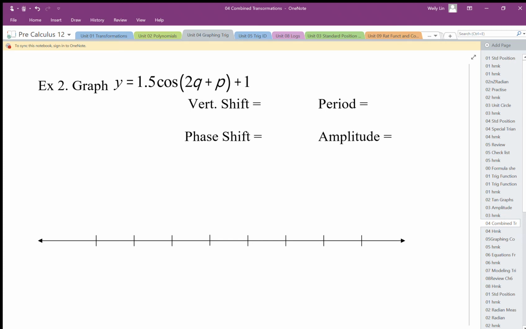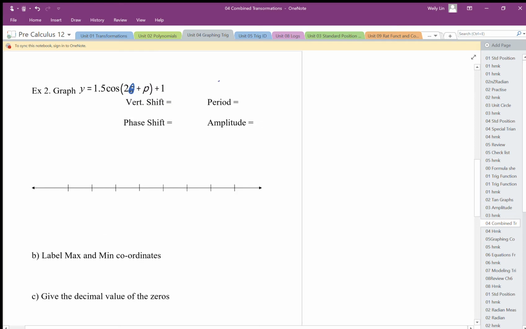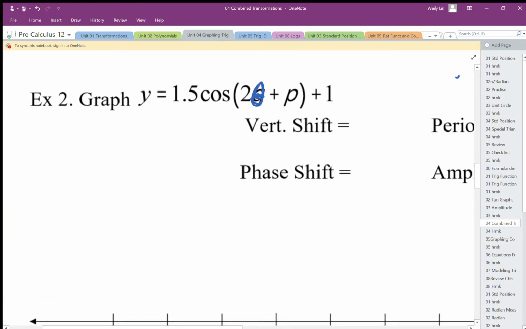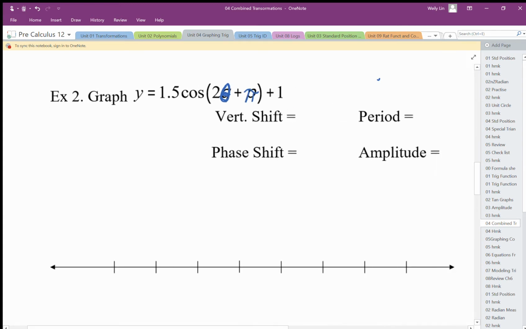Okay, so before we start this example, there is a typo here, so if you can just fix that, that should be theta, and this should be pi. So change those to theta and pi. I don't know if it's just my printout or if your printout turned out the same, but it should say theta and pi. I'm just going to write it up here so that's clear. Theta plus pi. So 2 theta plus pi.